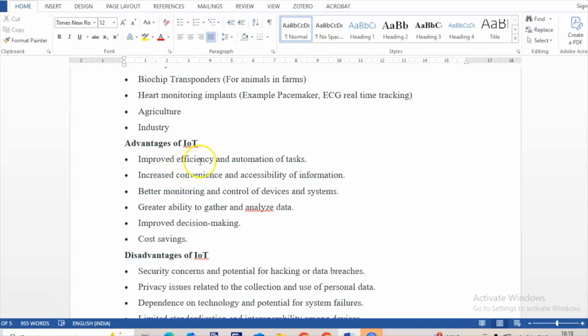Now, advantages and disadvantages of IoT. Advantages: improved efficiency and automation of tasks, increased convenience and accessibility of information, better monitoring and control of devices and systems, greater ability to gather and analyze data, improved decision making, and cost savings.